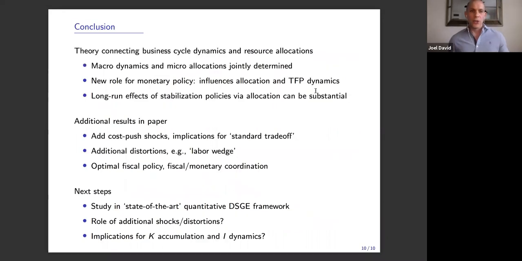So just to wrap up, I showed you a theory connecting business cycle dynamics and resource allocations. It points to this new role for monetary policy. A simple quantitative exercise suggests those gains can be substantial. In the paper, we have a bunch of additional results I didn't have time to go over, but I would encourage anybody who's interested to read the paper. And of course, we're thinking about working on a bunch of things that are related to this in the future.